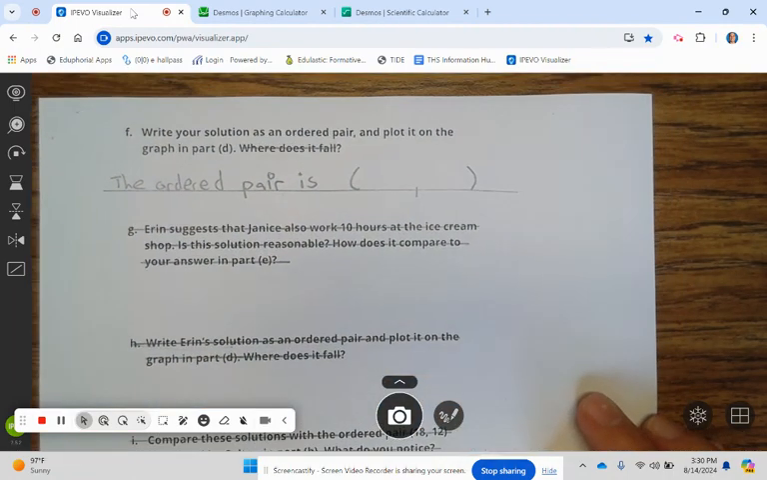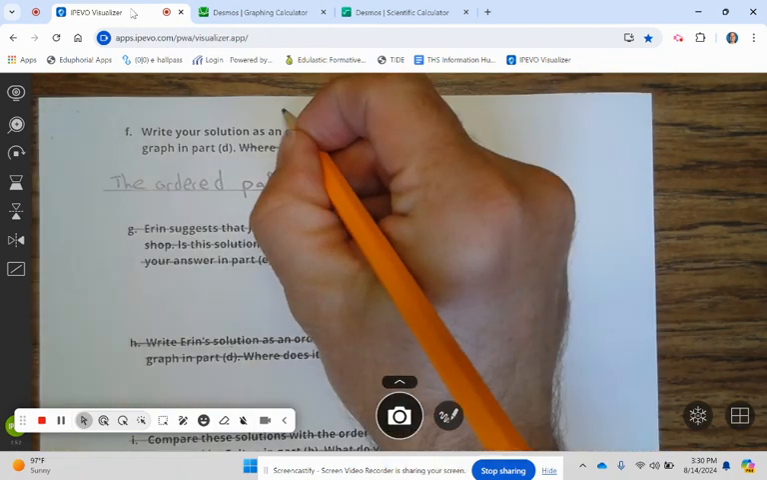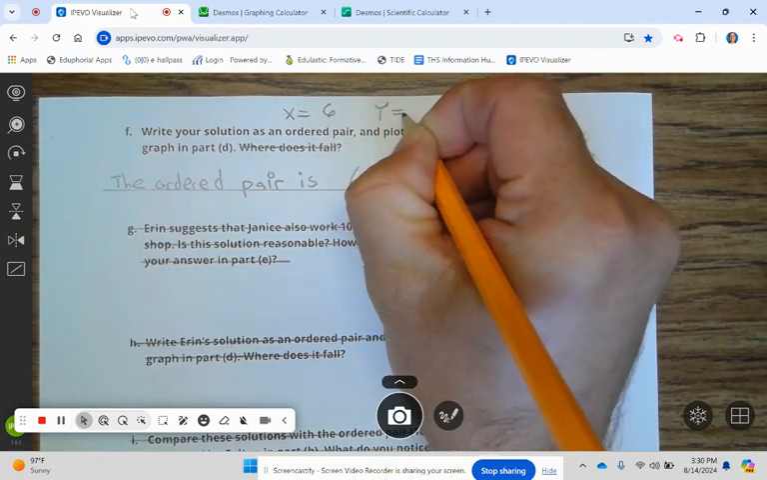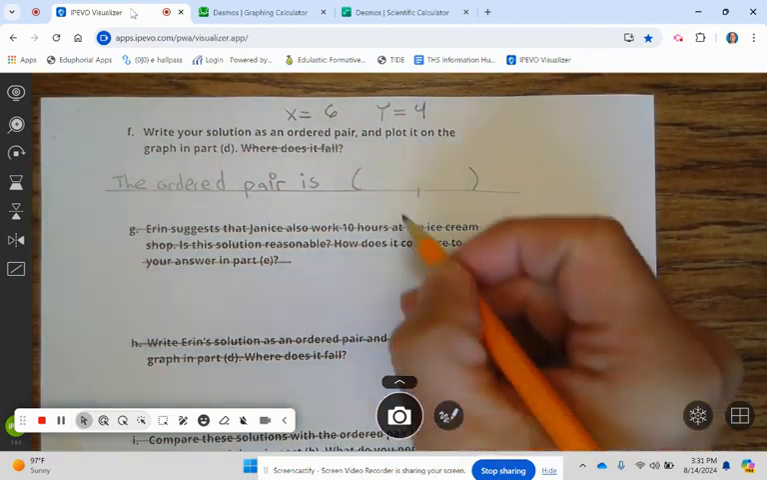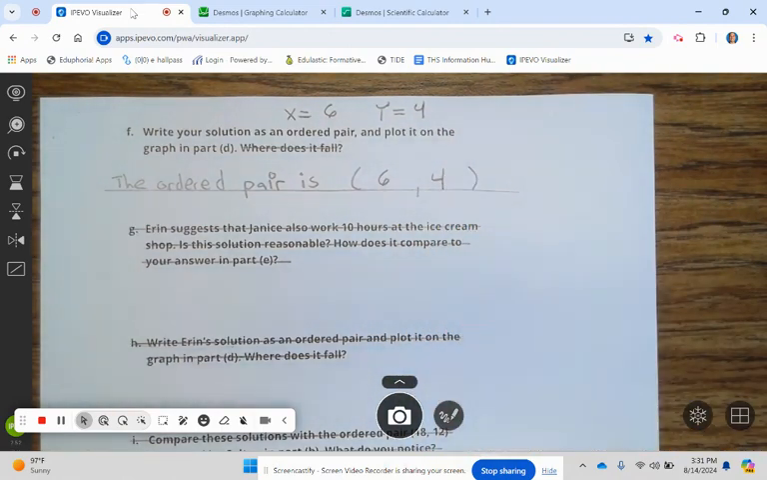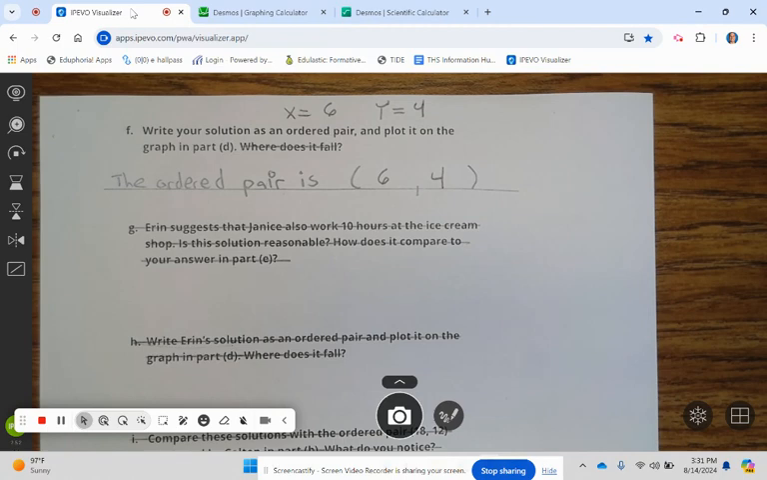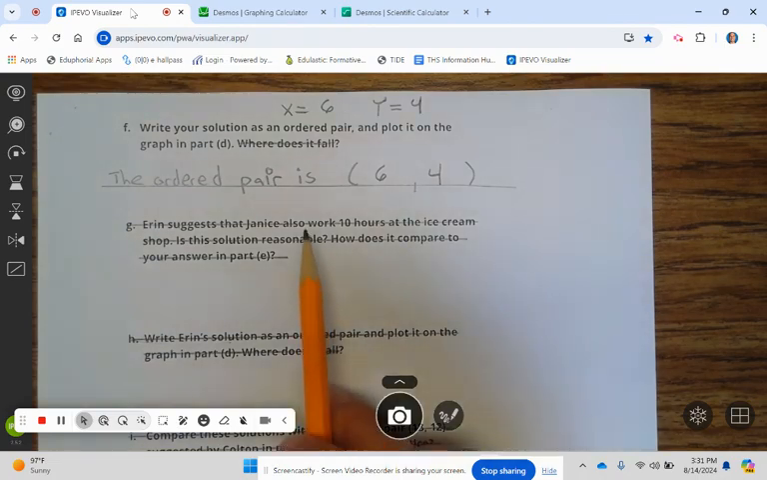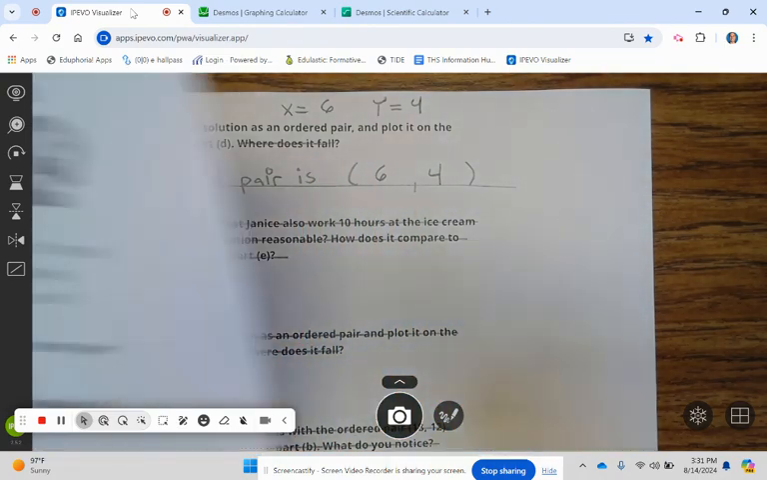All right, so write your solution as an ordered pair. So the solution was x is 6, y is 4. So the point would be (6, 4). And I marked it out, but we can relook at that. We can see where it falls. So let's go ahead and graph.